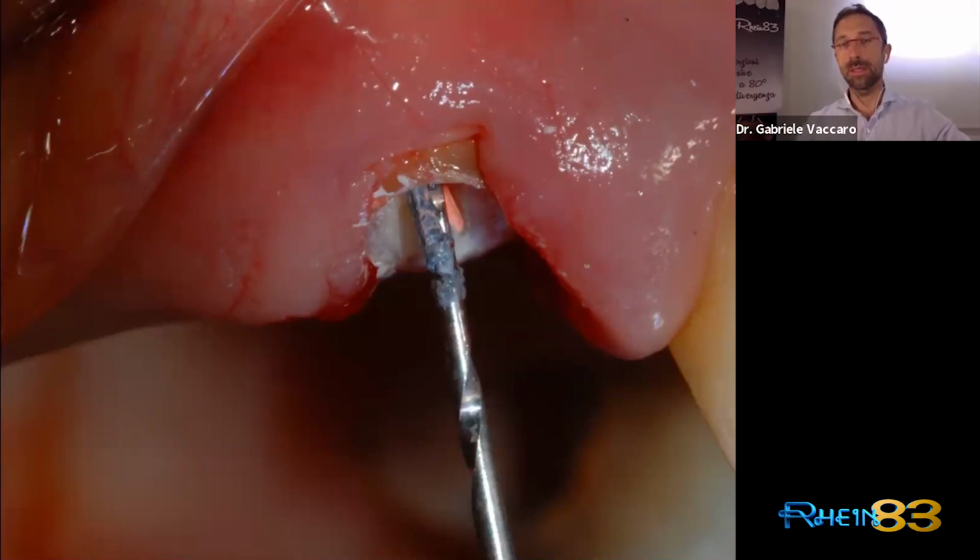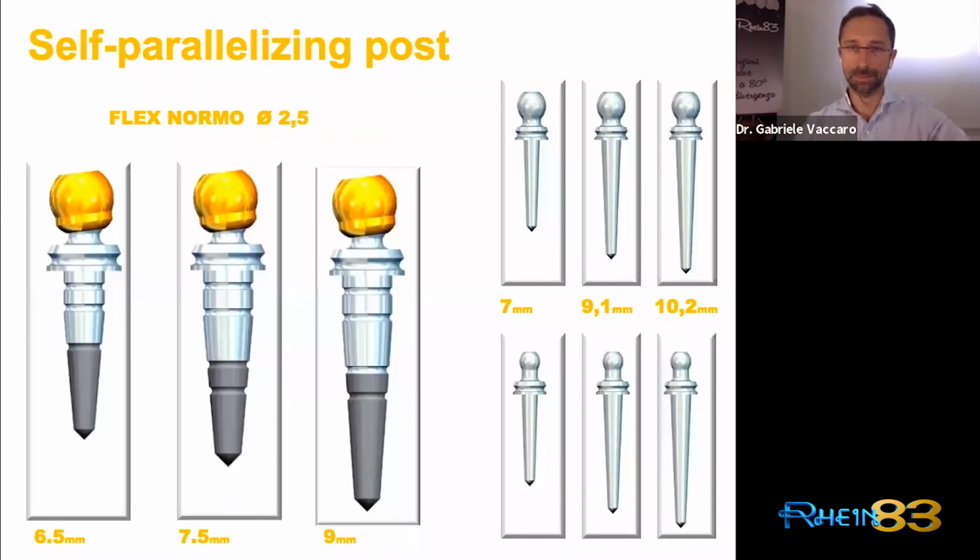The most important thing is to open as little as you need, removing as little dentin from the root as possible. Don't let the root get weakened by your preparation. So make a hole as small as is necessary, not too big a hole in the root, because otherwise it becomes too fragile and too weak, and it can be fractured by the post.